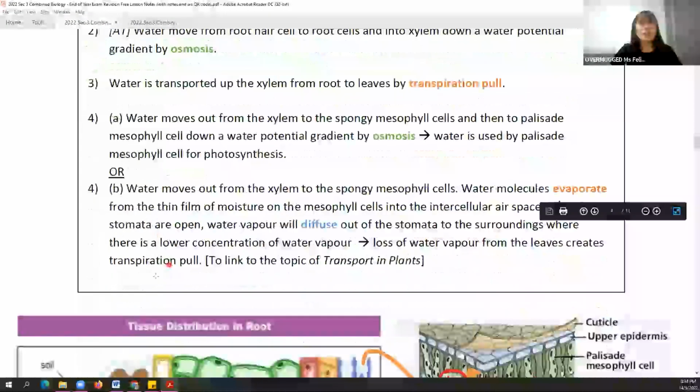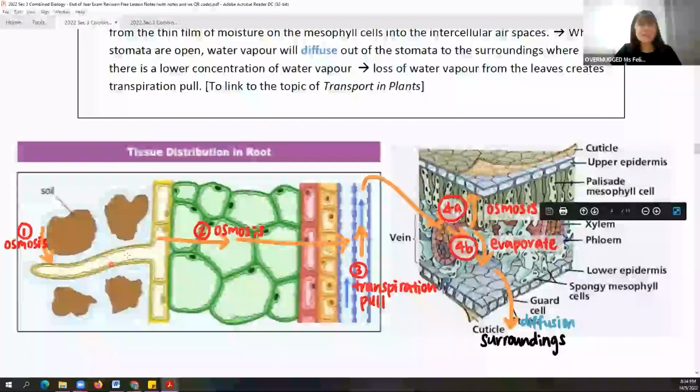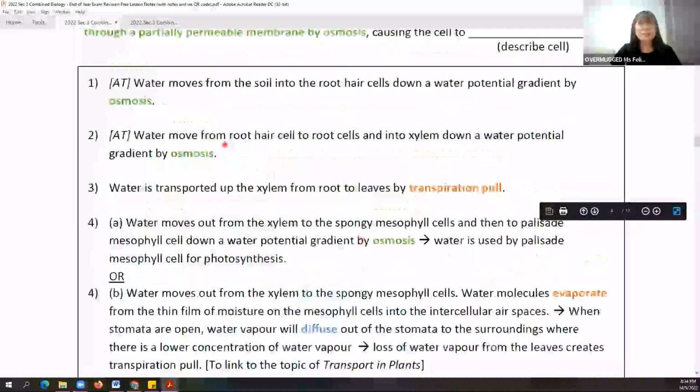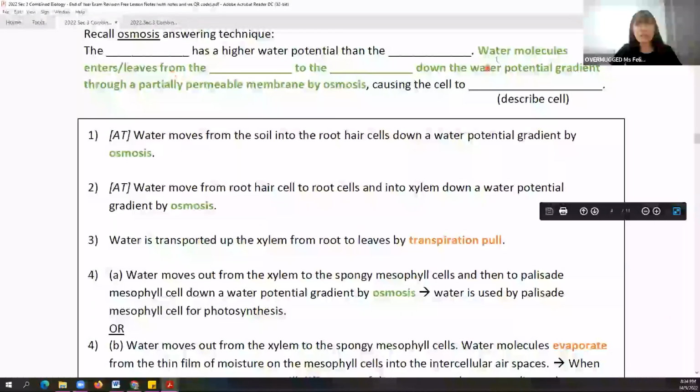Okay, now that it moved into the root hair cell already, next it will be from the root hair cell to the root cell to the xylem. So for the next part, it will be using the same template again. Water moves from where to where? Move from root hair cell to root cell to xylem, then continue to copy until the word osmosis. Then once it reaches the xylem already, it will go up from the root to the leaf by transpiration pull.